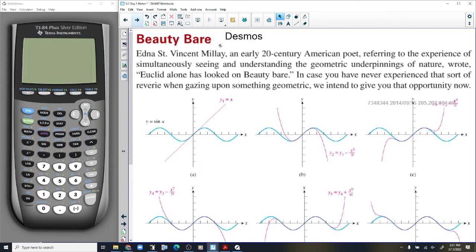Edna St. Vincent Millay, an early 20th century American poet referring to the experience of simultaneously seeing and understanding the geometric underpinnings of nature, wrote, "Euclid alone has looked on beauty bare." In case you've never experienced that sort of reverie when gazing upon something geometric, we intend to give you that opportunity now. So this poet looked at this, saw it, understood it, and went, wow, geometrically, that's one of the most beautiful things I've ever seen. It's very cool. I think it's very cool. How sine and cosine converge very quickly with polynomials. Anyway, it was enough to inspire a poet.